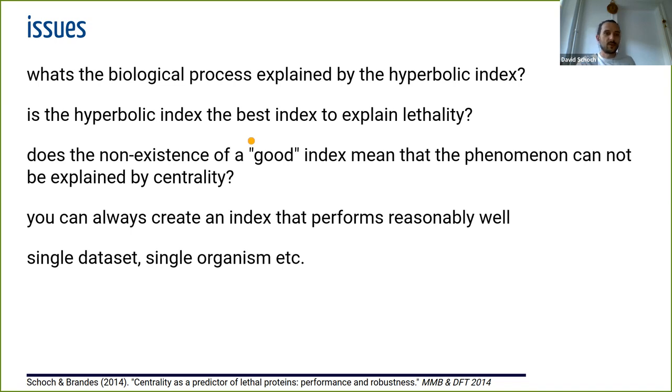We simply cannot say, because we don't know how many indices there would be to come up with, and if any of these are better than the hyperbolic index. The next problem is: if we can't find any index that can explain or predict lethality or any other thing we want to predict, does that mean it's just not possible to predict it, or can we just not find an index that can predict or explain the phenomenon we are looking at? And what the example of the hyperbolic index also shows is that in many cases it's very easy to come up with an index that performs reasonably well, well enough to publish something with it.